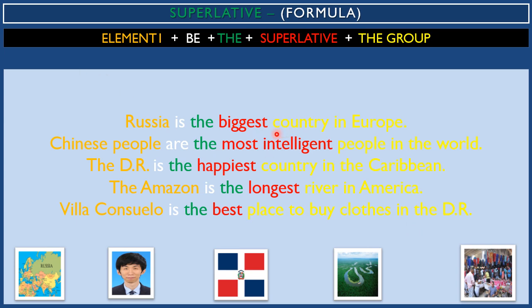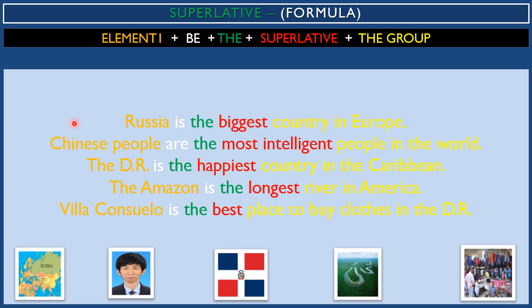Here we have the group. The group is countries in Europe. In this example, Russia is the biggest country in Europe. In Europe, we have a lot of different countries. In the group, we have a lot of different countries. But Russia is superior in size. That's why we say Russia is the biggest country in Europe.